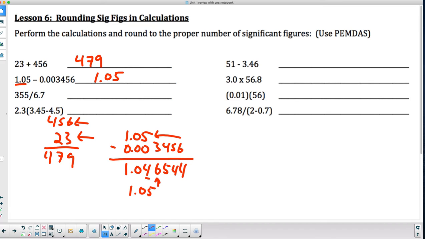But that's how you round though. Now it's a different story when we're multiplying and dividing. When we're multiplying and dividing, I count the number of significant figures just like I did in the last section. So I have 3 on top and 2 on the bottom. So 355 divided by 6.7 equals.